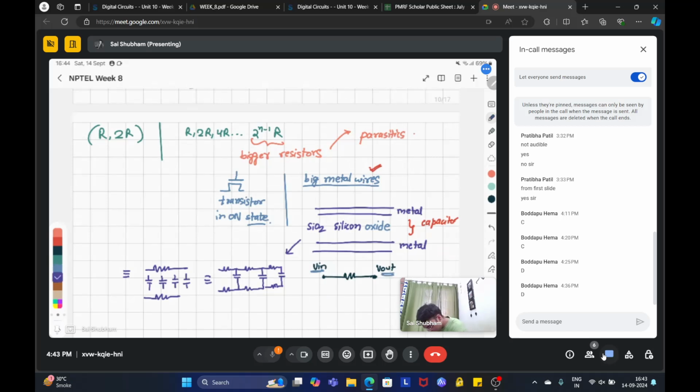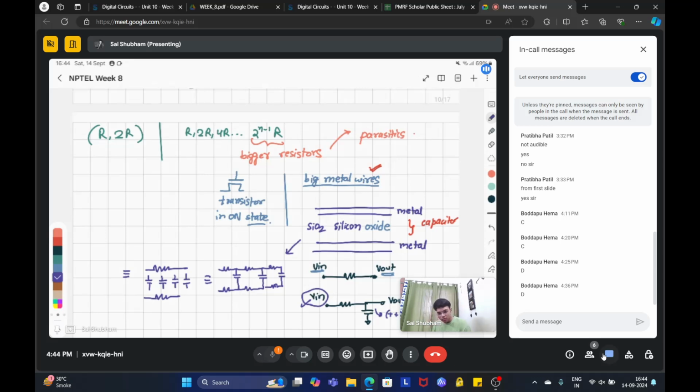But in case of capacitance, what will happen? As soon as you change your V in, there are charges occupied here. Okay, some charges will also be there. So as soon as you change V in, it will take some time for these charges to either charge up or discharge according to your V in. That will actually cause delay in your circuit. Okay, so is this clear?